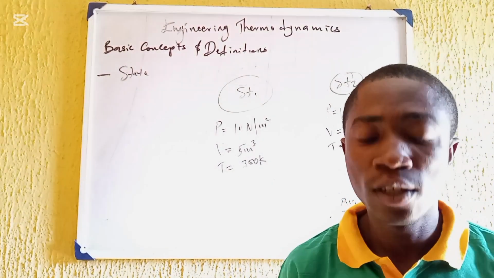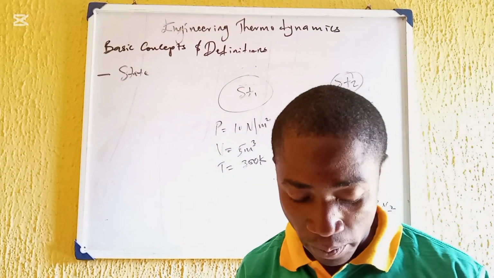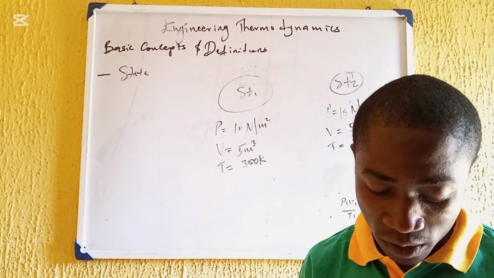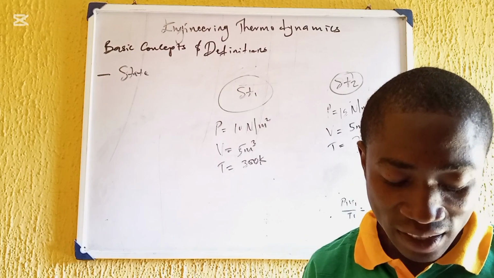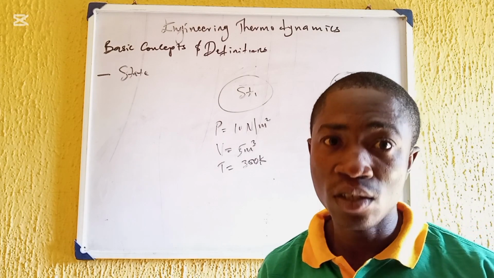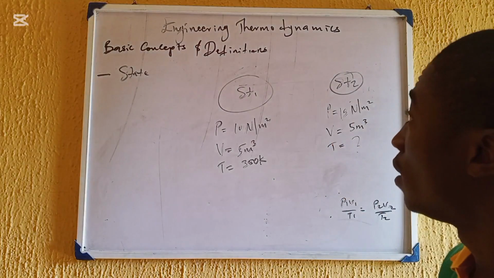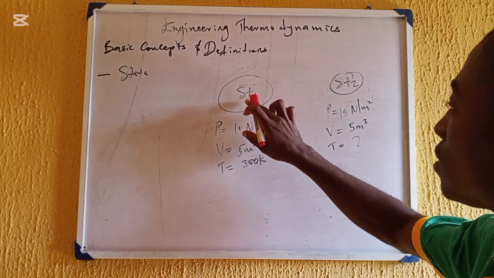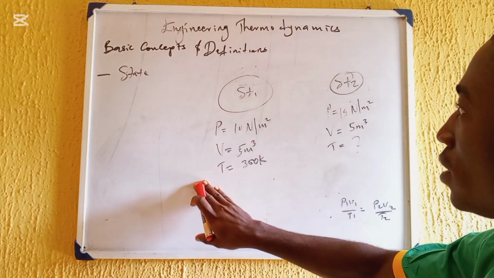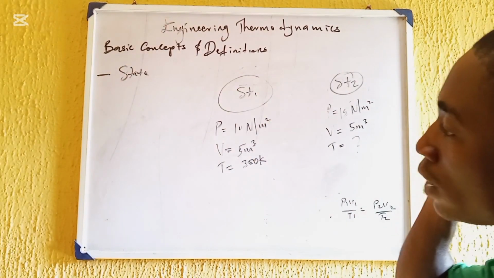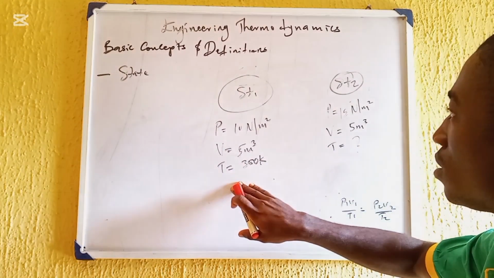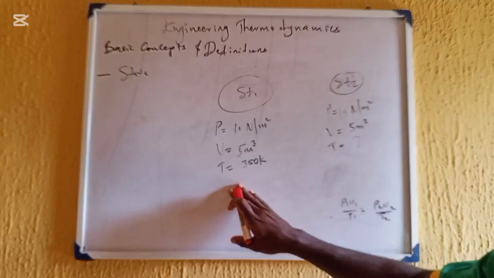So the state of a system refers to the condition of a system as described by its properties. By providing the values of a subset of the properties of a system, the state can be specified. So when any of the properties of a system changes, the state changes. Now take for instance, we have here state 1. It's state 1 because we know the properties, so we can label it state 1. But what happens when pressure changes? Or what happens when temperature changes?